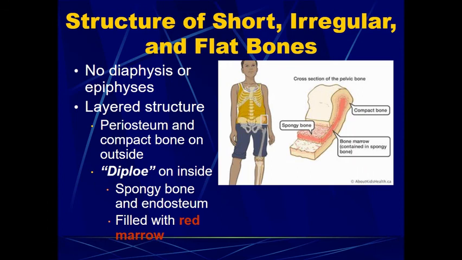So all of that had to do with long bones. Short, irregular, and flat bones have a slightly different structure because they don't have a shaft or expanded ends, so they don't have a diaphysis or epiphyses. Instead, these bones have a layered structure. They have periosteum and then compact bone on the outside. And in the center is what we call diploe. That is where we would find the spongy bone and endosteum. And the spongy bone here, just like in long bone, would also be filled with red marrow.